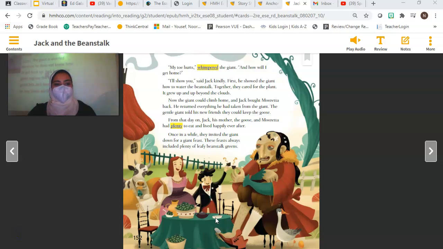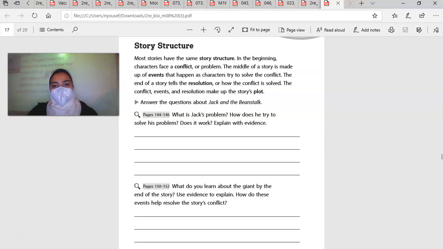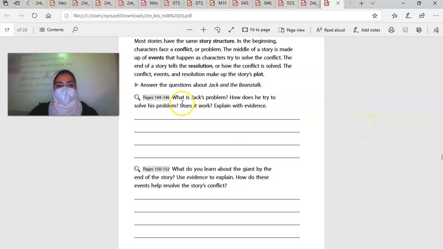Okay, now that you have written down what happens in the beginning, middle, and end of your story, what you're going to do next is I want you to complete the worksheet 223 that says story structure on your own. It looks like this. It tells you what pages you're going to find the answers in, 144 to 146. Plus, we just went over the answers. What is Jack's problem? We just talked about that in the beginning of the video. So these two questions should be very easy.